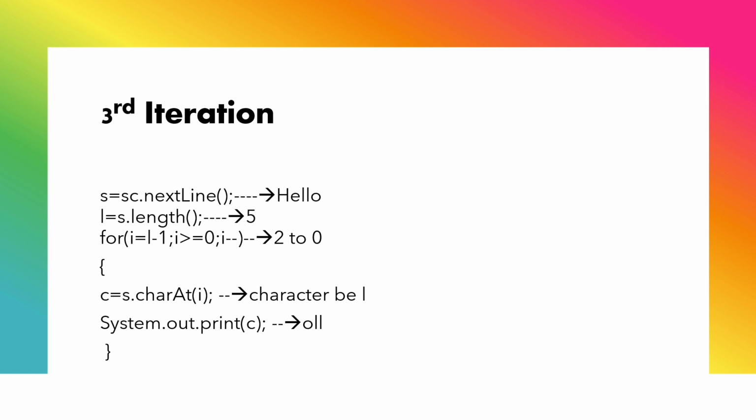Now we are left with what? In the third iteration, we have picked the value, and it prints OLL. So this is the printing, as you can see, from the back onwards, because each time it is picking the character and printing it as usual. Now we are going to move to the fourth iteration.